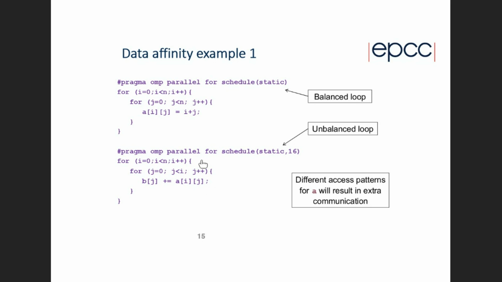So this one is quite easy to fix. What we could do is, if we apply the same schedule to this loop as this loop, then we can ensure that the access patterns to this array match, and that anything that's read here will have been written by the same thread, and therefore hopefully will cache locally.